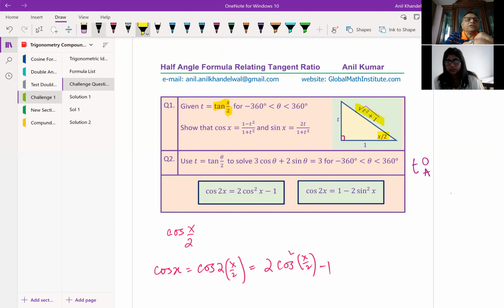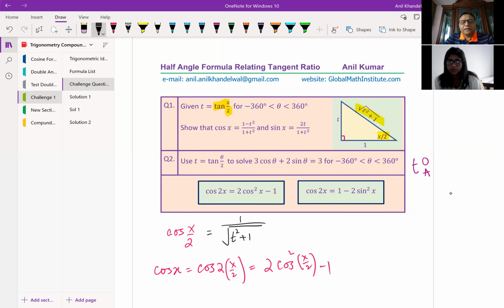So from here, what is cos x by 2? Well, cos x by 2 is adjacent over hypotenuse. That means it is 1 over the square root of t squared plus 1. Clear? So easy. So if you go systematically, the question may look very difficult, but it is not that difficult, right?